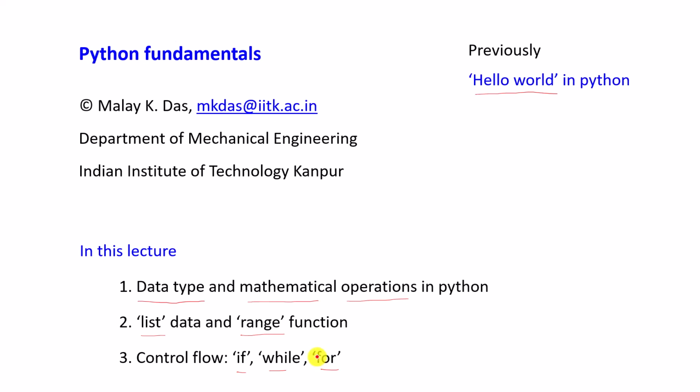This is to remind you that we are only talking about minimalistic features of Python that are necessary for scientific computing. Python has numerous data types, data structures, and mathematical functions. We are not going to discuss all of them. I have selected only a handful, and let us see what they are.